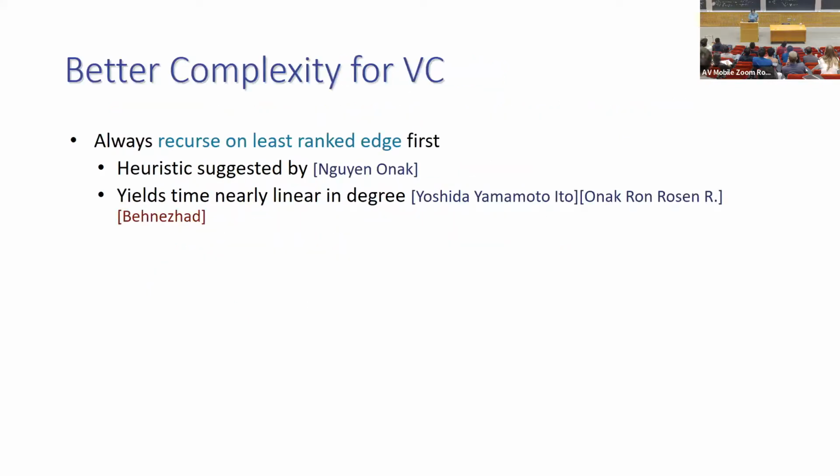For example, if you always recurse on the least ranked edge, then there's been a line of work which shows that if you recurse on the least ranked edge first, then you get something nearly linear in the degree. Actually, I'm not sure about this work, which just came out. I don't know what algorithm was used here, but this gives you nearly linear in the degree. Is it nearly linear time in the degree? Yeah.